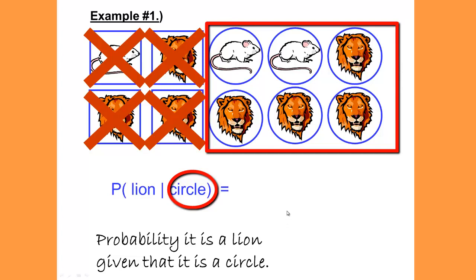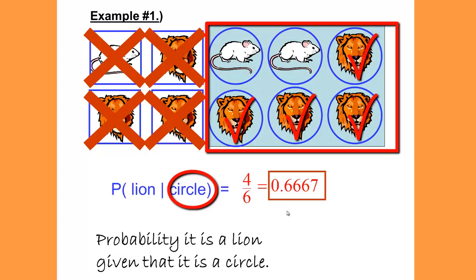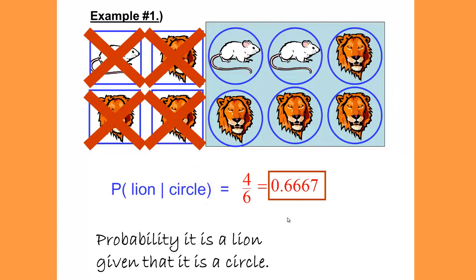Out of those 6 circles, we have 4 lions. Out of these 6 circles, 4 are lions. So the probability of being a lion, given that we know we have a circle, is 4 out of 6, or 0.6667.